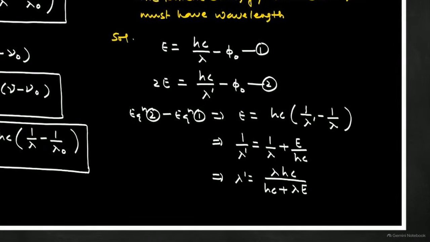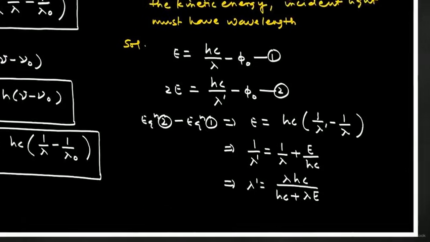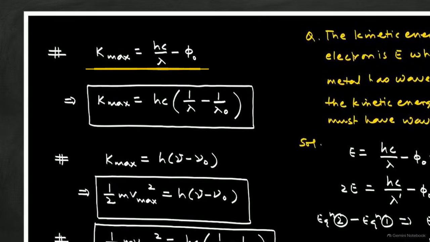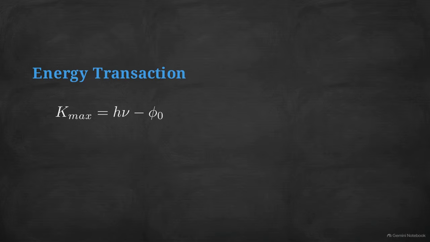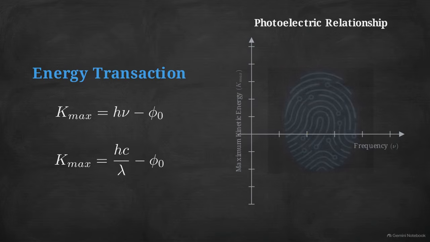Before we finish, pause the video for a moment and see if you can write out the basic maximum kinetic energy equation using only the wavelength variables, completely removing the work function term. By treating the photoelectric effect strictly as an energy transaction and keeping track of the inverse relationship with wavelength, you can systematically dismantle any complex problem thrown your way.